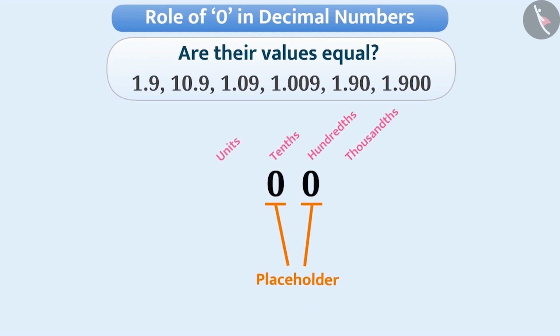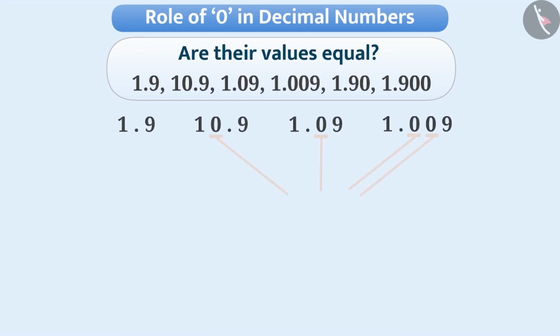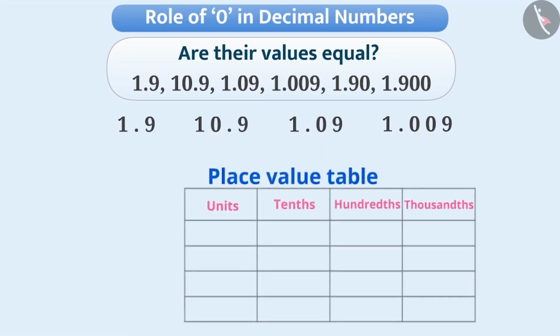For example, numbers like 1.9, 10.9, 1.09, 1.009, etc. seem to be similar. But 0 holds the rest of the digits at their correct places so as to ensure that their values are correct. Let's write them in the place value table.